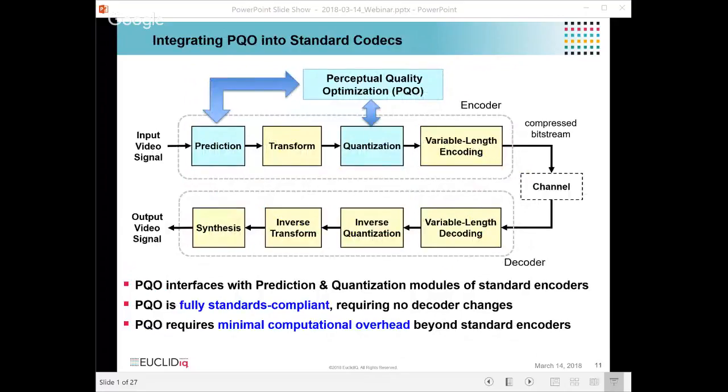This diagram shows how PQO fits into standard codec architectures. PQO integrates into the prediction and quantization modules of the encoder, taking inputs from the prediction module and outputting modified quantization values on a block-by-block basis for each encoded frame. PQO produces bit streams that are fully standards compliant, able to be decoded by any standard decoder. Additionally, PQO requires minimal computational overhead beyond what standard encoders need.